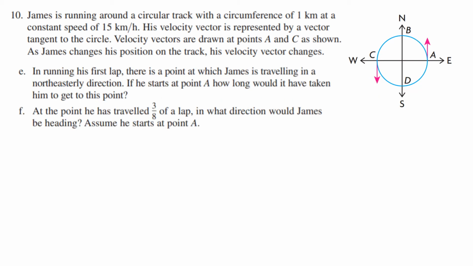Now, for this question, it says, in running his first lap, there is a point at which James is traveling in a northeasterly direction. If he starts at point A, how long would it have taken him to get to his point? So I know he starts from point A, which moves north. So all I need to find is where does that northeasterly direction occur? If he starts from A and starts moving up to north, he will come to this point, which has components of north and west. So this is northwest direction.